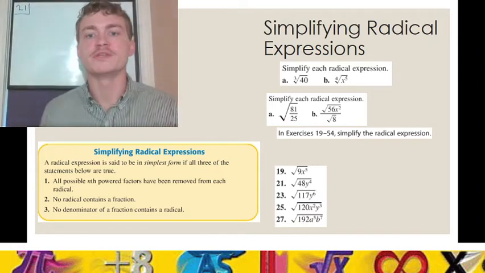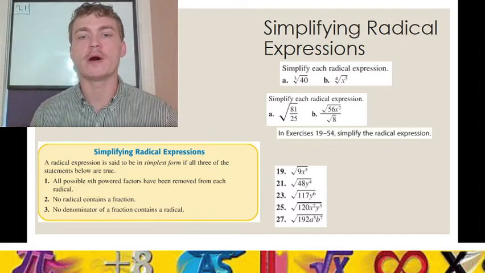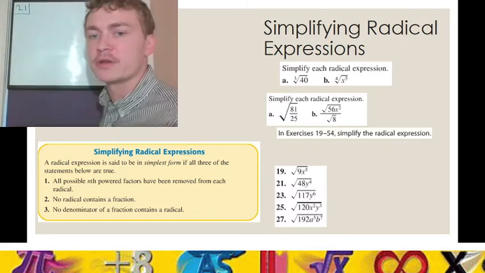For number 21, the square root of 48y to the fourth power. Again, 48 is multiplying y to the fourth, so we'll use our product rule to break apart the coefficient and the variable.